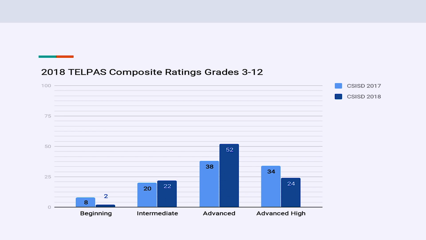Looking at 3rd through 12th, we had 584 students test in this category. And we have a little bit over half of them at the advanced, which is great to see, and then 24% of them at advanced high. So again, our goal is to move all of these students to advanced high as soon as they're ready.